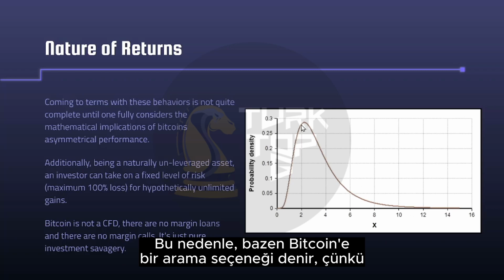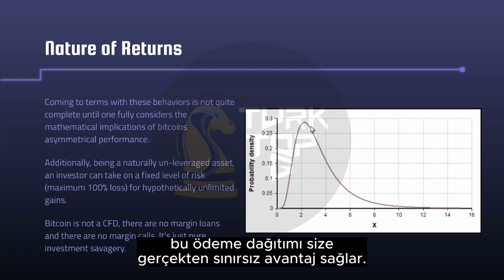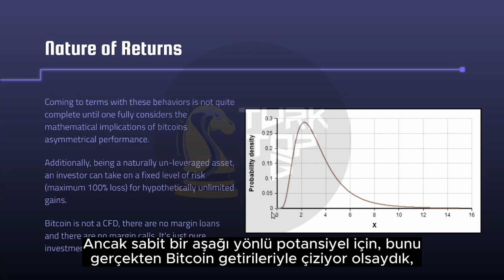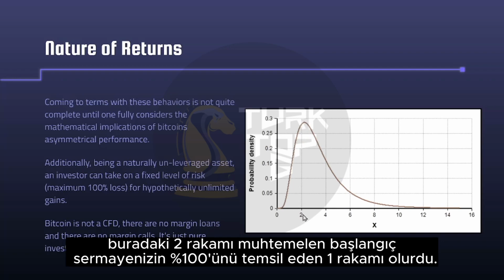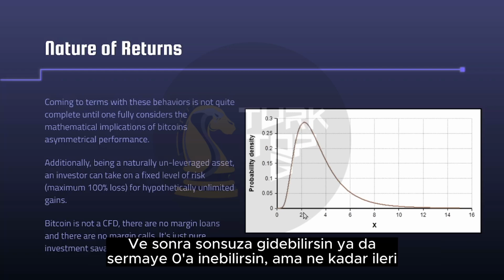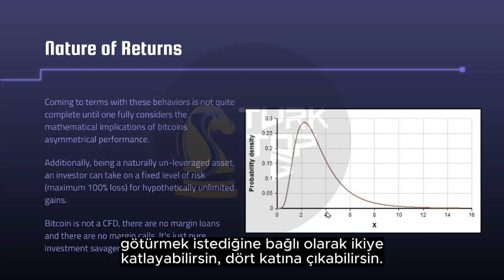This is why sometimes Bitcoin is referred to as a call option, because this payout distribution really gives you unlimited upside, but for a fixed downside potential. If we were actually drawing this with Bitcoin returns, this number 2 here would probably be a number 1 to represent 100% of your starting capital. And then you could go out to infinity, or you could go down to 0 capital, but you can double, triple, quadruple all the way out depending on how far you want to take it.